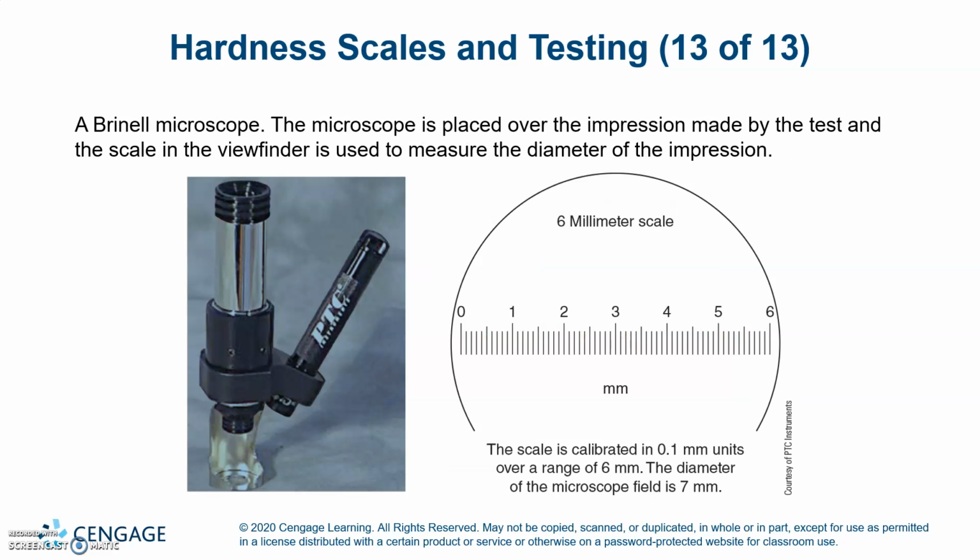A Brinell microscope. The microscope is placed over the impression made by the test, and the scale in the viewfinder is used to measure the diameter of the impression. The scale is calibrated in 0.1 mm units over a range of 6 mm. The diameter of the microscope is 7 mm.